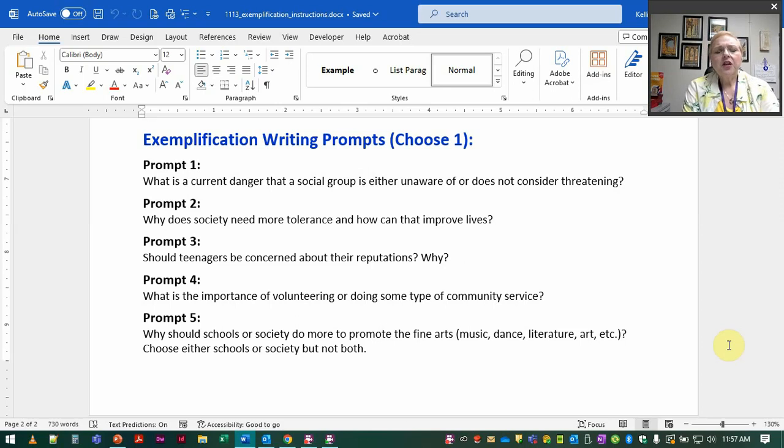So again, danger can actually be physical danger. It could be mental health related. It could be social status. Maybe it's an economic danger. So again, danger can cover a whole lot of stuff. And again, social group, think about a particular group, not all Americans, because that's kind of hard to cover all of that. Think about a particular group.